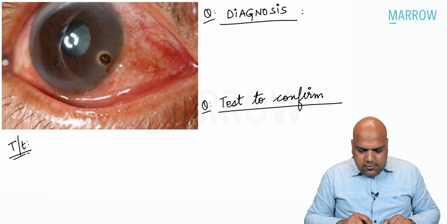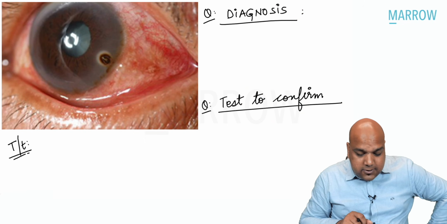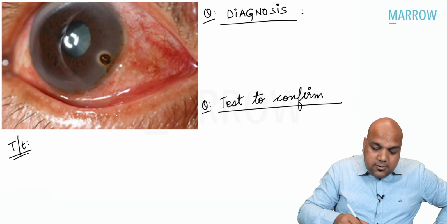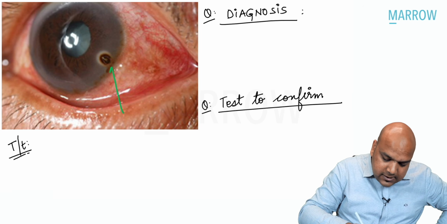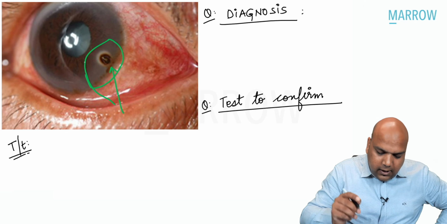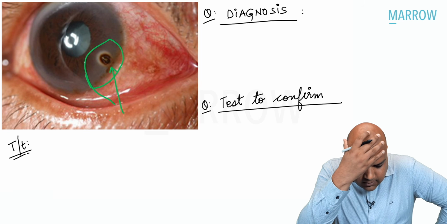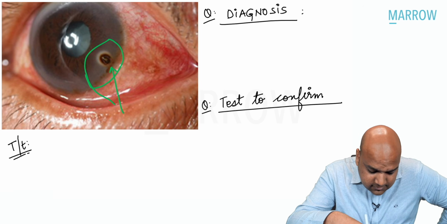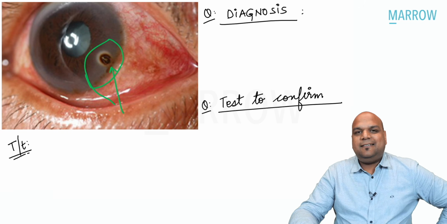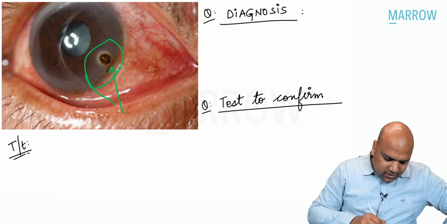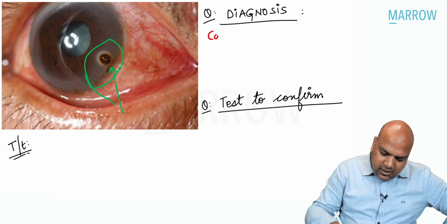Next. Okay, what is the diagnosis and what is the test to confirm? Okay, so this is the arrow. If you can see here, this is what we are talking about. This cornea. What has occurred? Is the iris coming out? Let me also see. No, the iris is not coming out. What is this? This is a corneal foreign body.